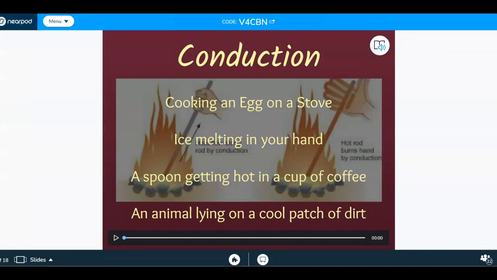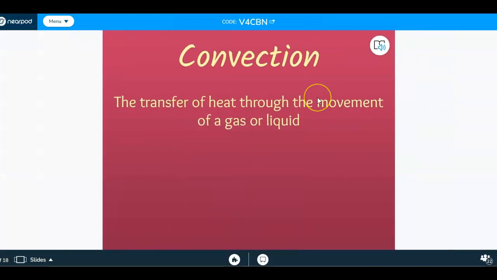So cooking an egg on the stove, ice melting in your hand. If you're stirring coffee and you touch the spoon and it burns your fingers, that's through touch. That's conduction. And then an animal laying on a cool patch of dirt is important as well.